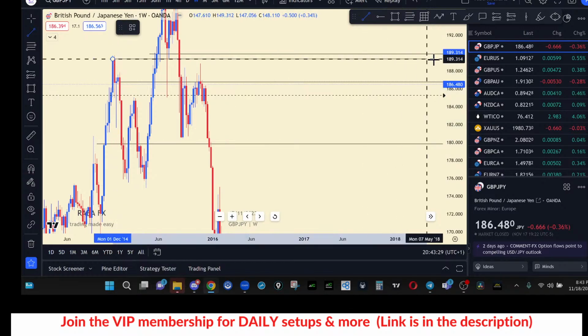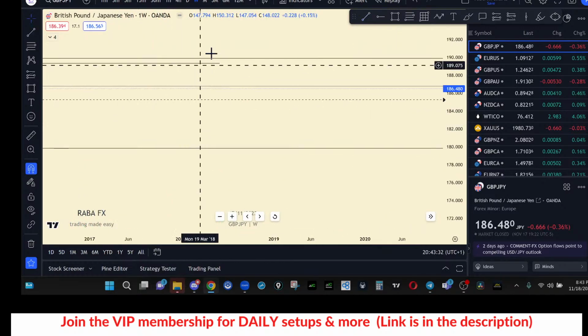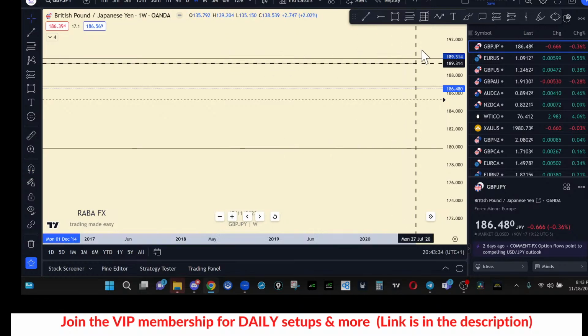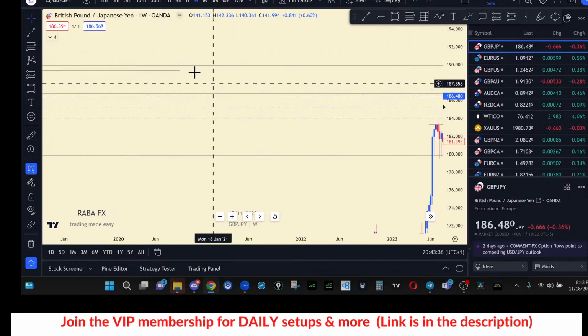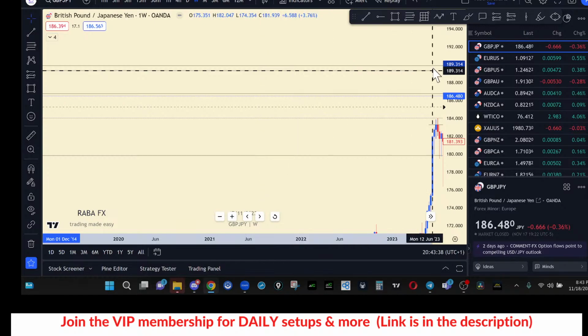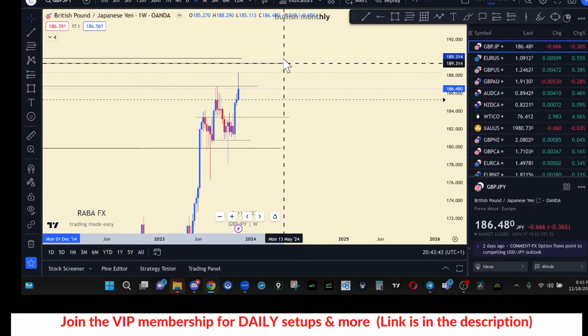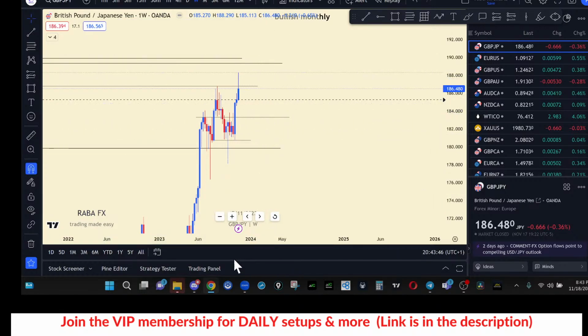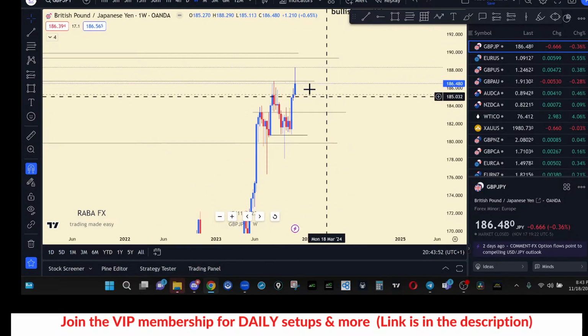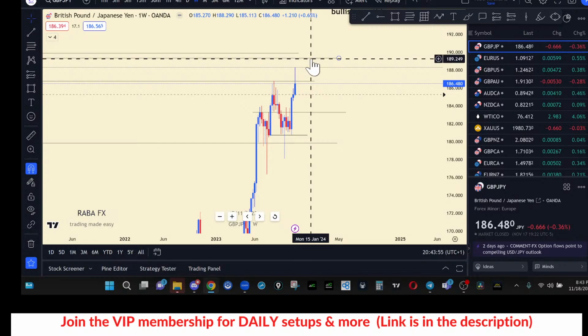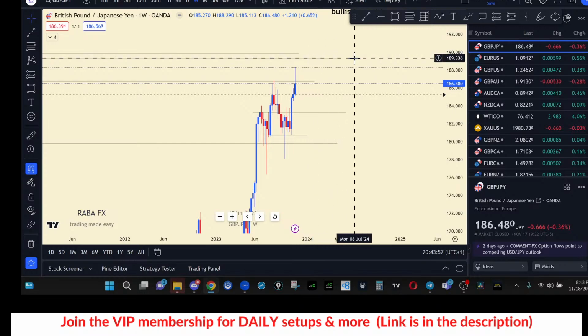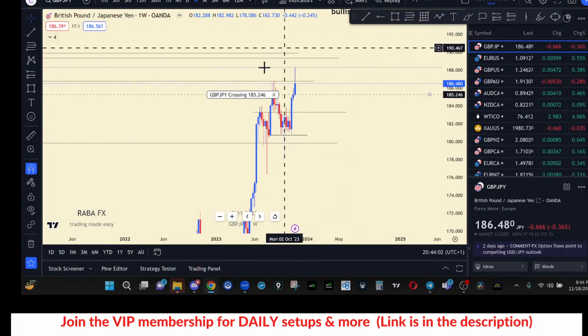This is valid. Why is it valid? You need to join my mentorship. This is a valid level, because not all opening prices are at levels that you should be trading. So for me to start looking for sell, I'm looking at it from this level, which is 189.336. For now we are looking for a bullish push.